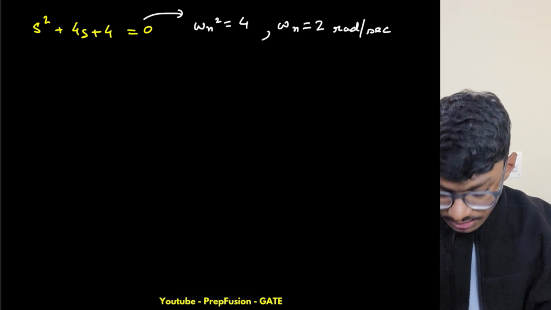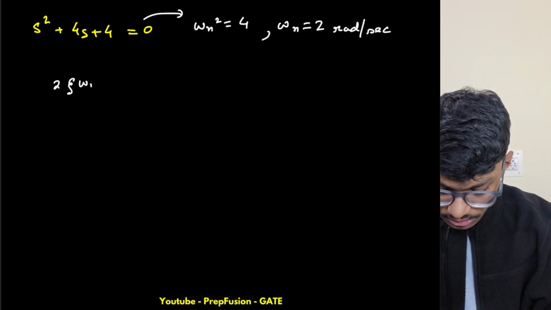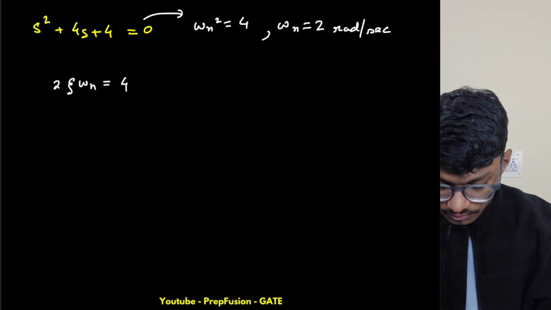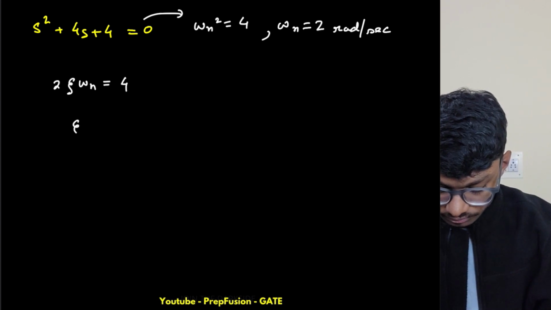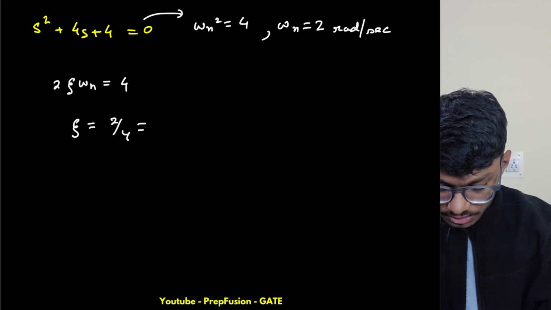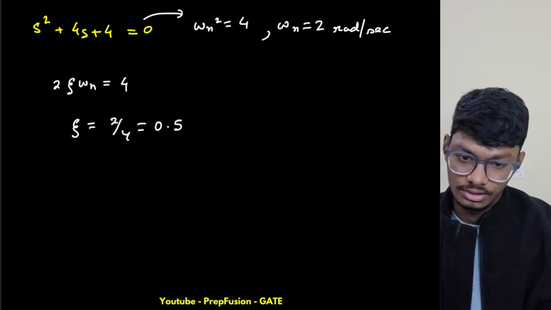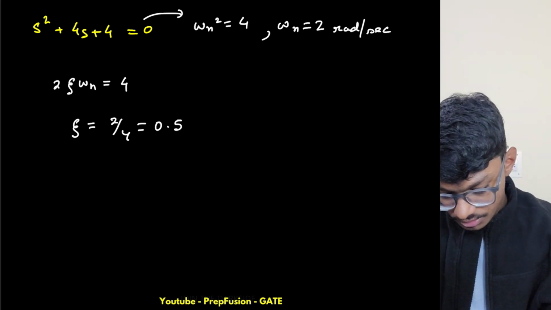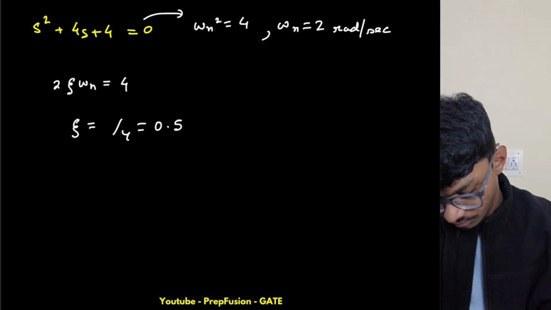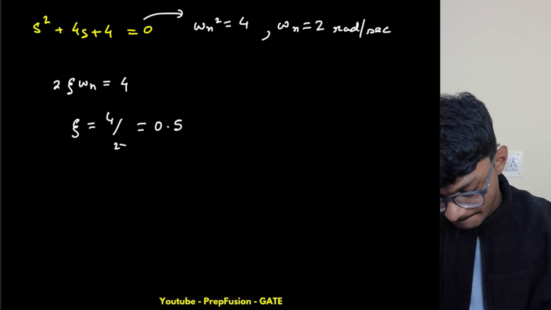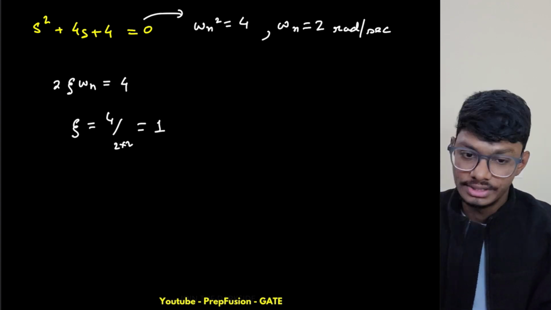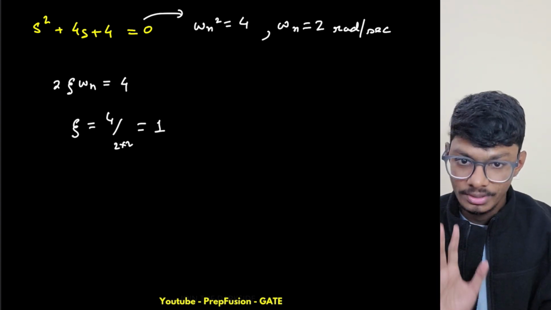So what is my zeta in this case? 2 zeta omega n is 4, so zeta equals 4 upon 2 times 2, which is 1. Sorry, I first said 2 by 4, but it is 4 upon 2 times 2, which is 1. So zeta is 1 in this case. Right now my zeta is 1.